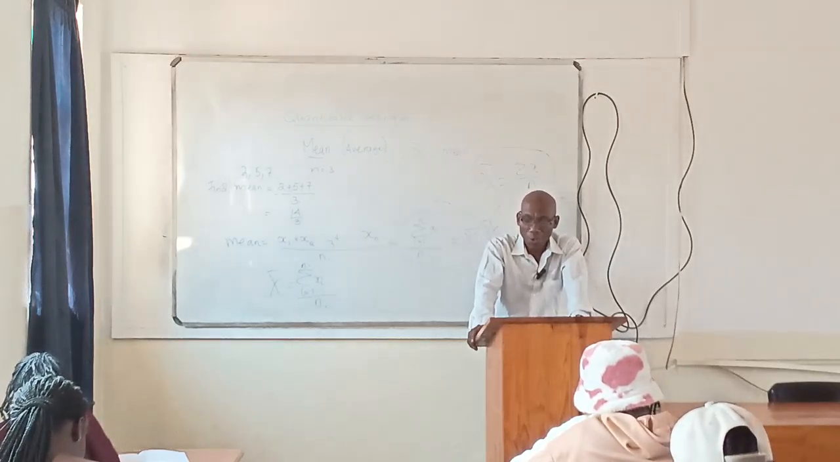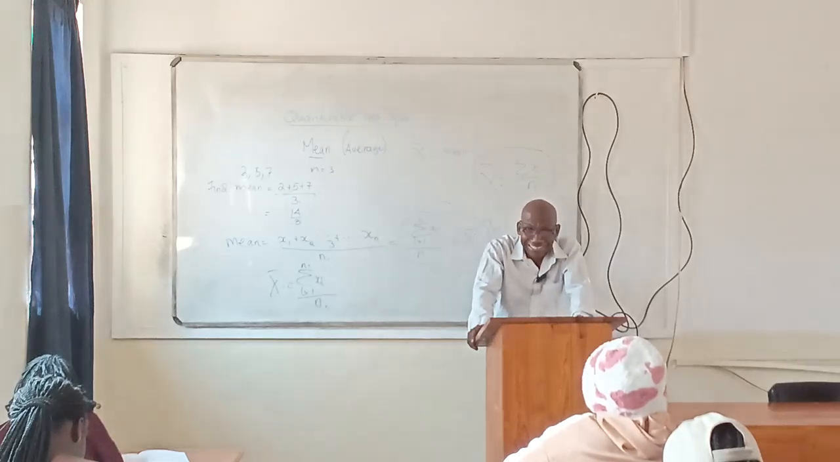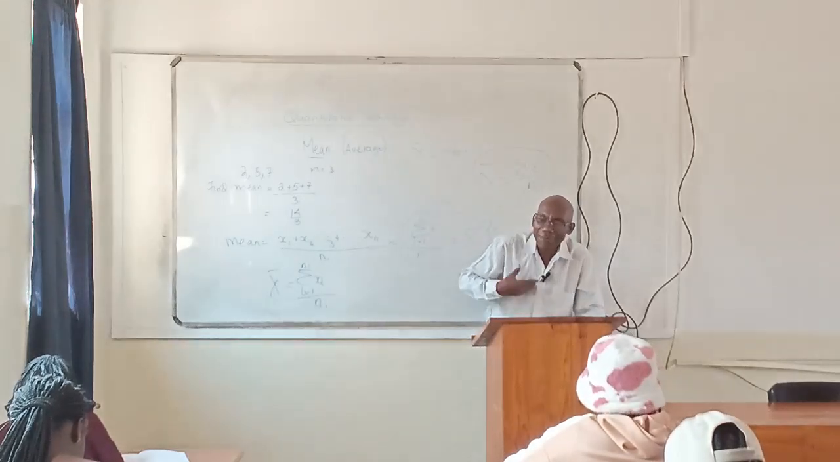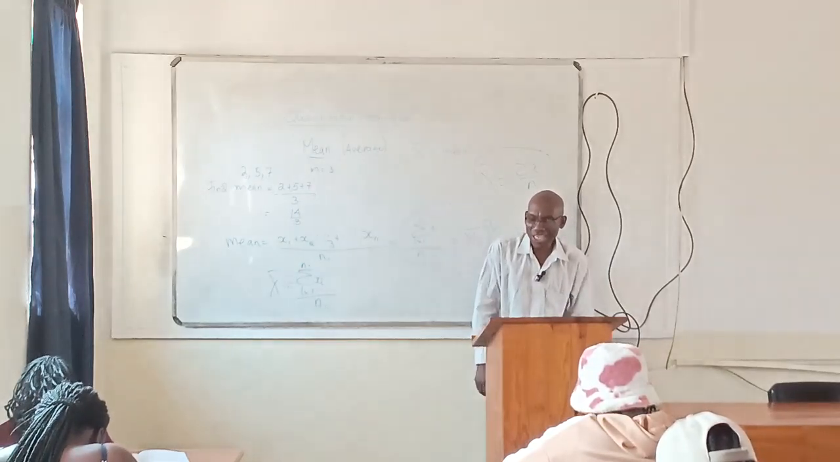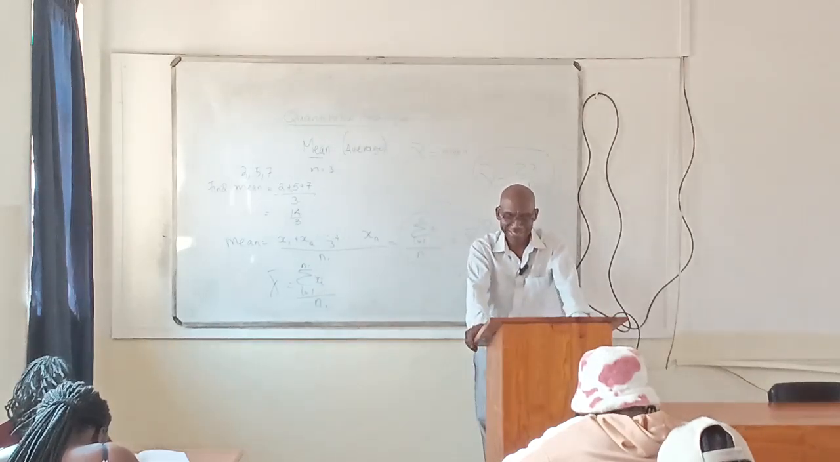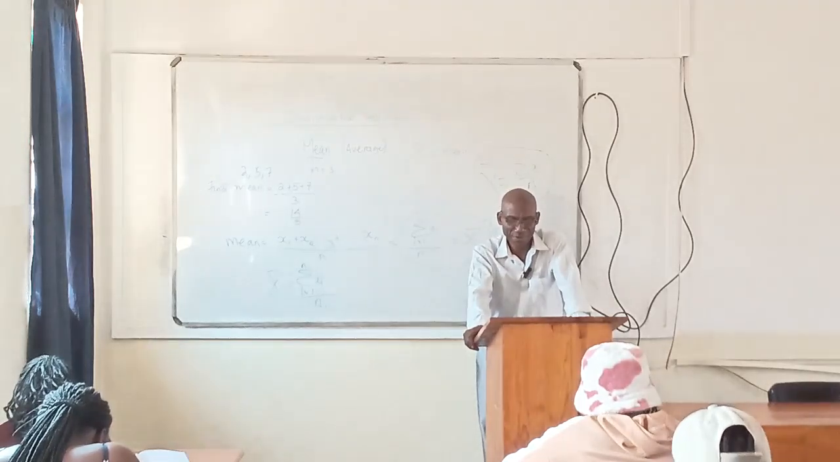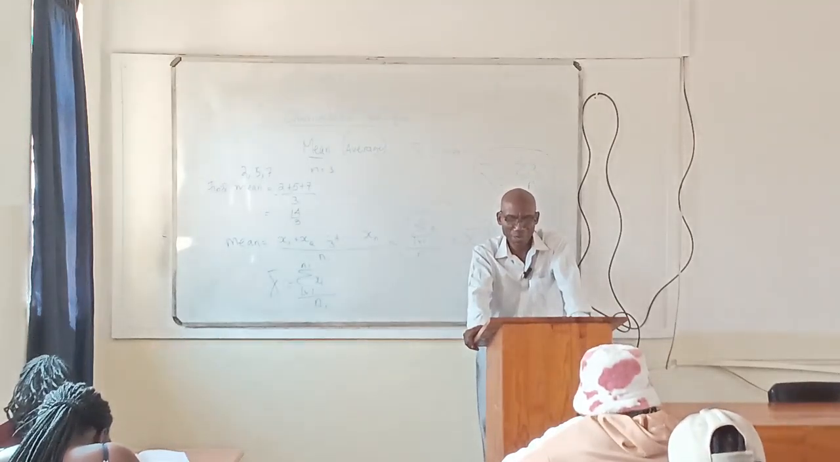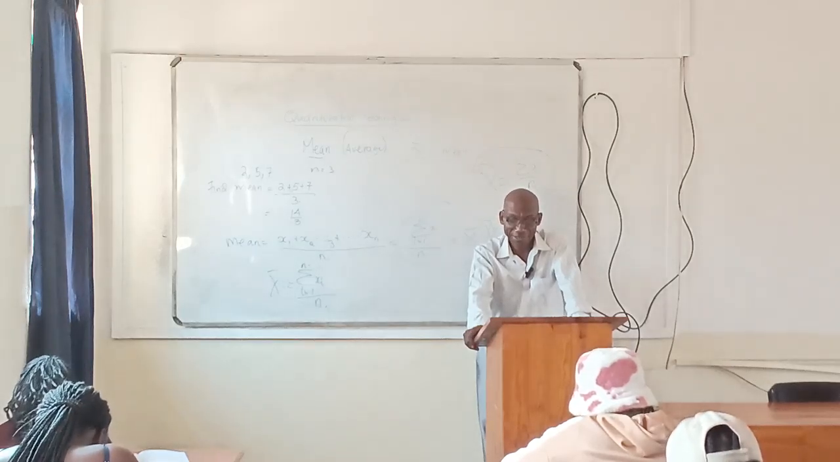The members of an orchestra. You know what an orchestra is? It's a band. The members of an orchestra were asked how many instruments each could play. Here are the results. Someone said I play 2, someone said 5 times 2, 4, others 1, 1, 1, 2, 1, 3. Find the mean number of instruments played.